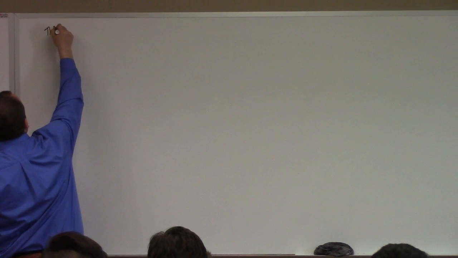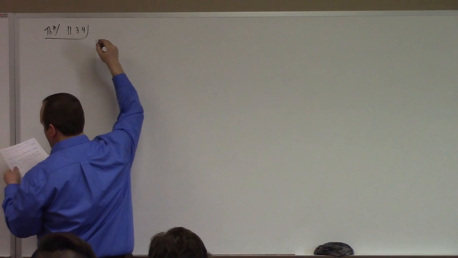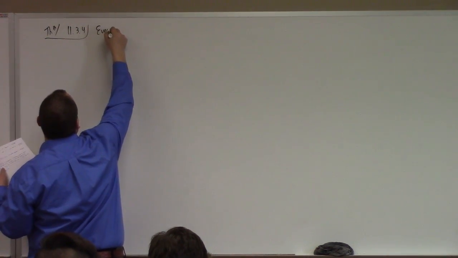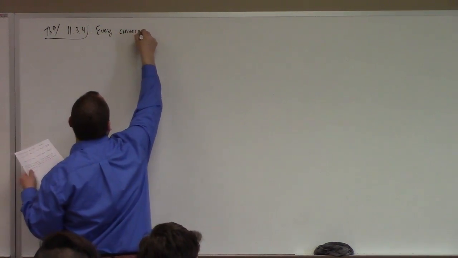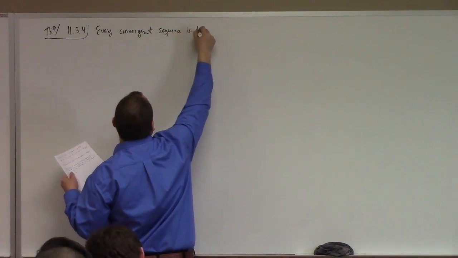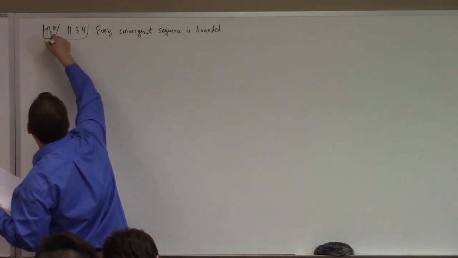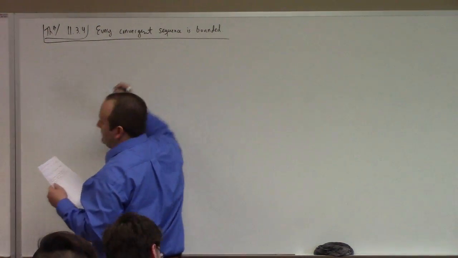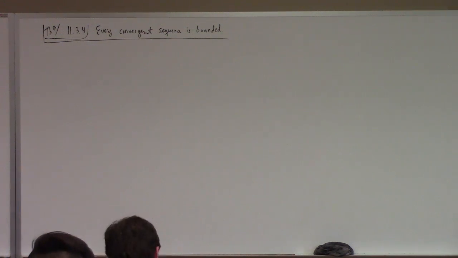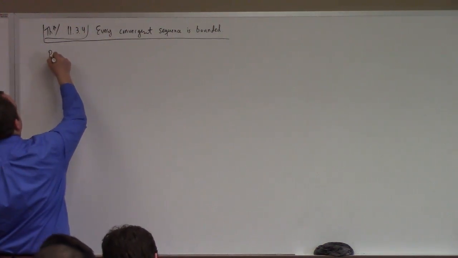Theorem 11.3.4. Every convergent sequence is bounded. And when we say a sequence is bounded, you could think about that in terms of a sequence is bounded if and only if its range is bounded as a set. All right, so here's the proof.